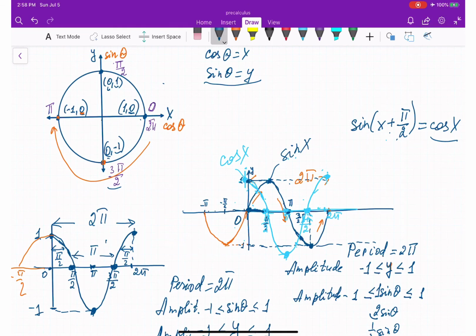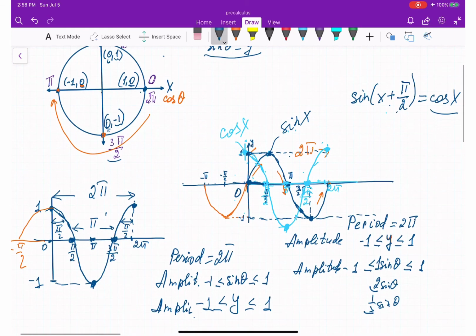That's all. I will continue to explore sine and cosine. I will do transformation of these functions in my next video.